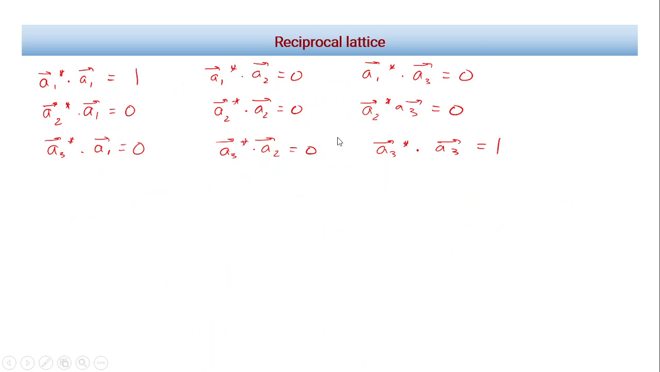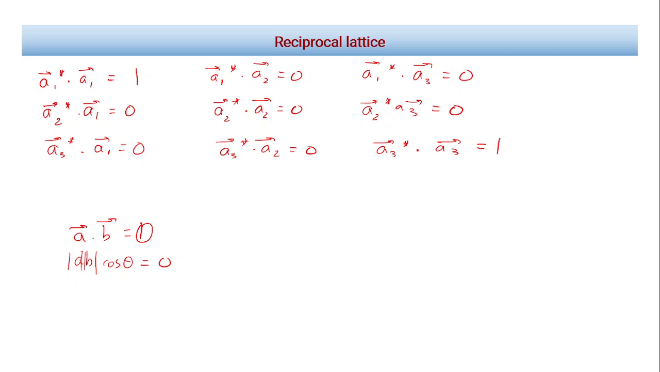Okay, this clearly shows that they are reciprocal to each other, because we know that when a dot product has the value 0, since A dot B means the magnitudes of A and B times cos theta, and cos 90 degrees is 0, that means they are perpendicular to each other. And A1 star dot A1 being nonzero means they are not perpendicular.